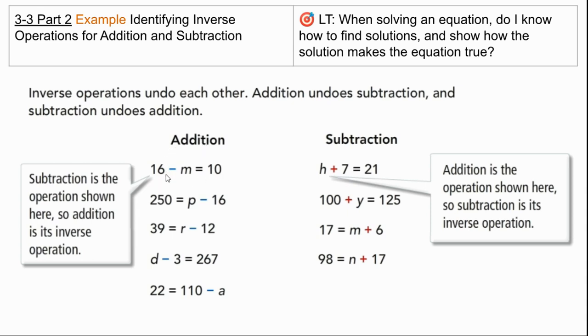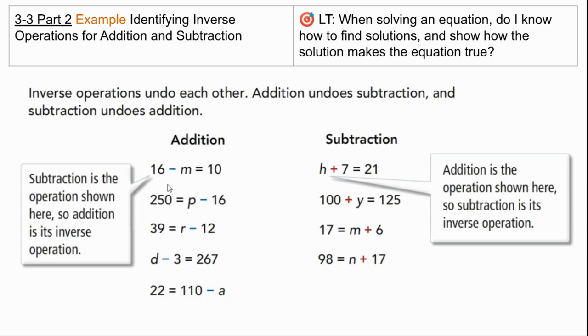On this problem, we would add 16 to both sides. On this problem, we would add 12 to both sides. On this problem, we would add 3 to both sides. On this problem, we would add 110 to both sides.